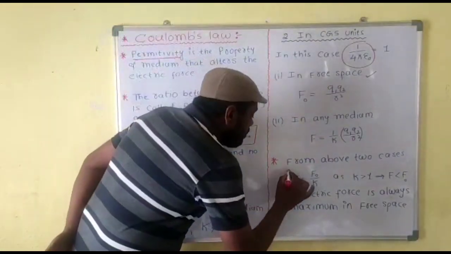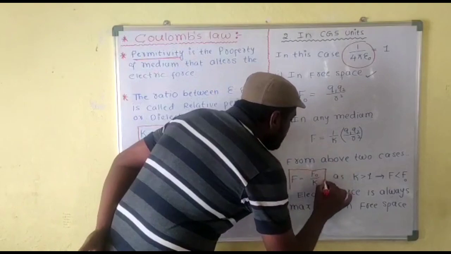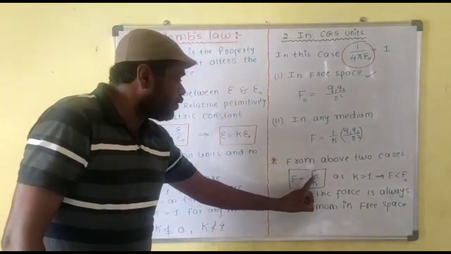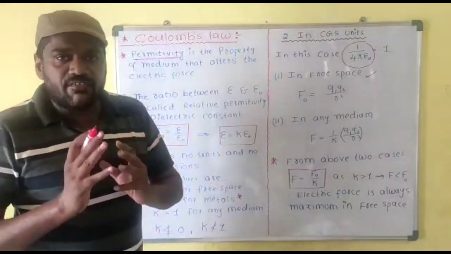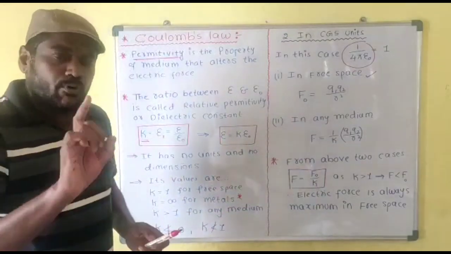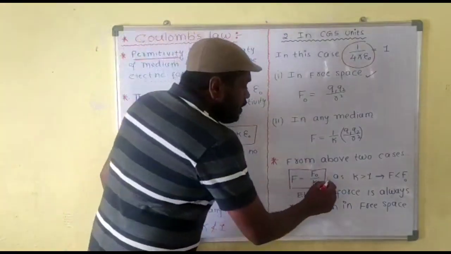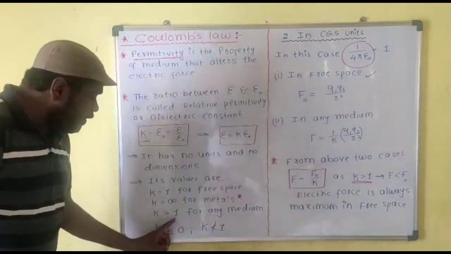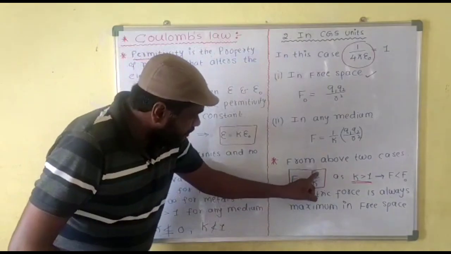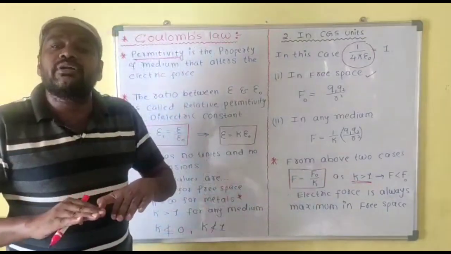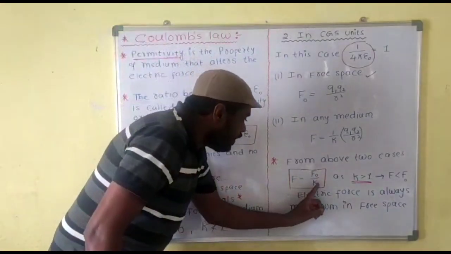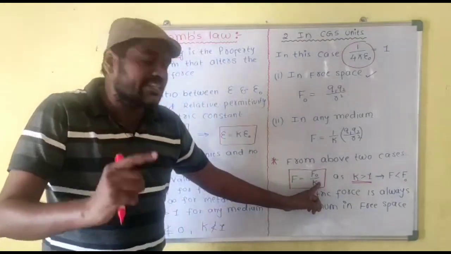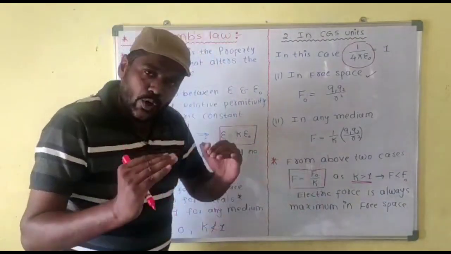Now the ratio between the force in a medium to the force in free space: F is equal to F naught by K, a very important relation. And one more important point: we discussed that the K value is always greater than 1. When K is greater than 1, F naught by K is going to decrease. This denominator is greater than 1, so this fraction value is going to decrease.